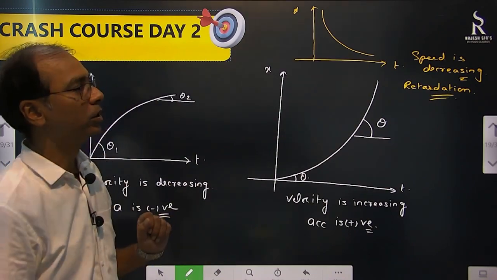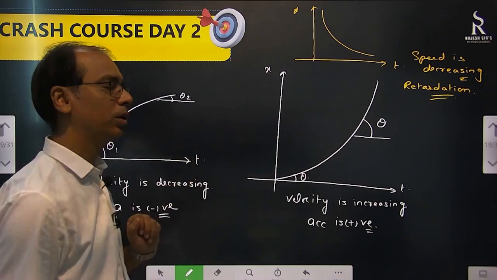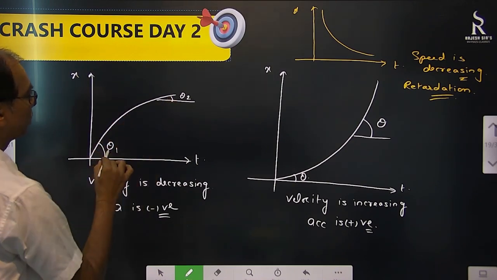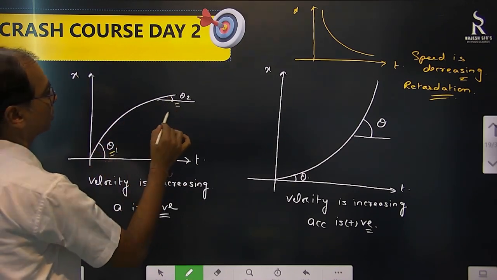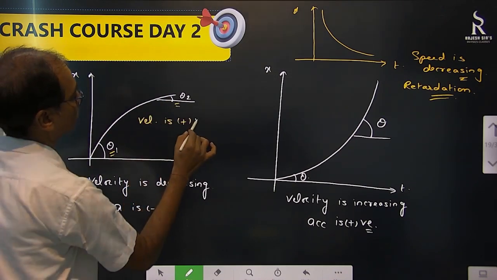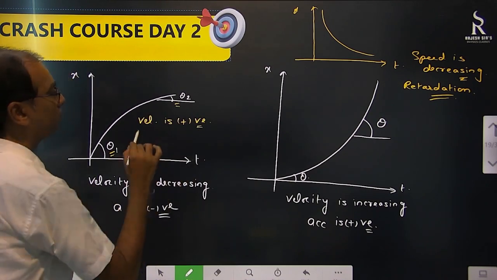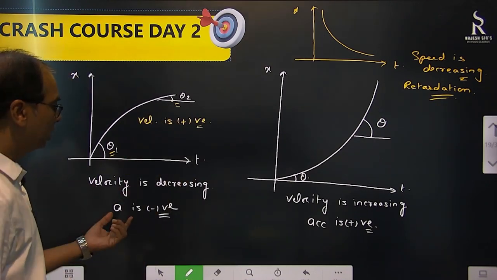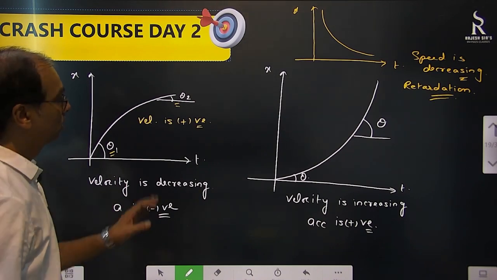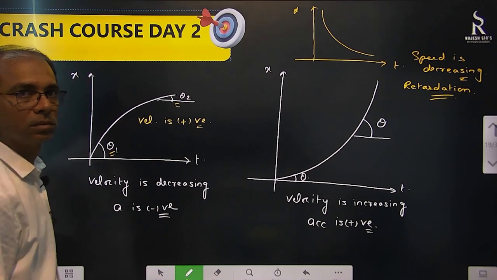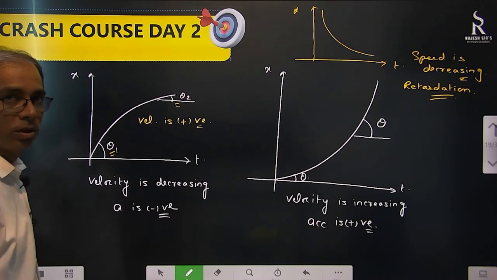Now let's try and understand one more thing. In this one, theta is positive, velocity is positive, but theta is decreasing. We say that acceleration is negative. Velocity is positive, so acceleration is negative. Correct? No doubt about that.